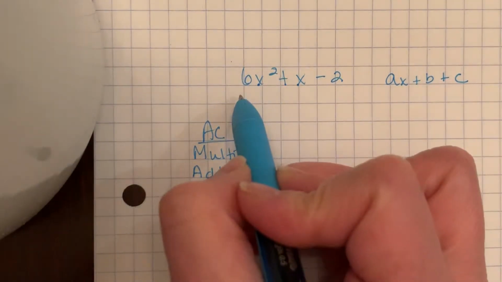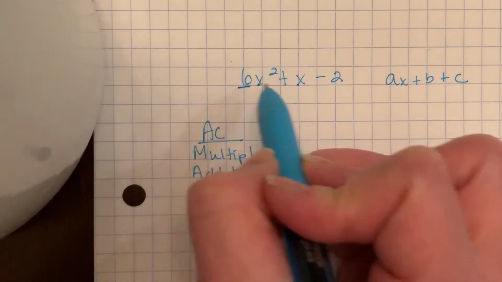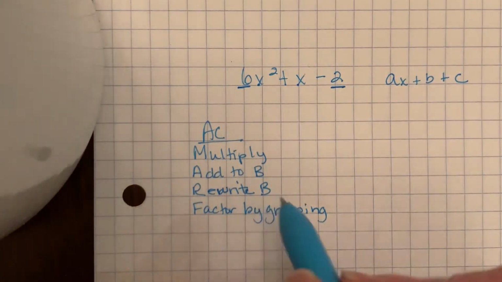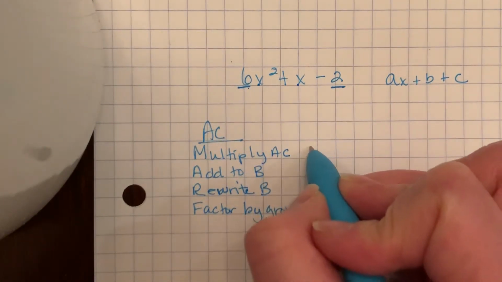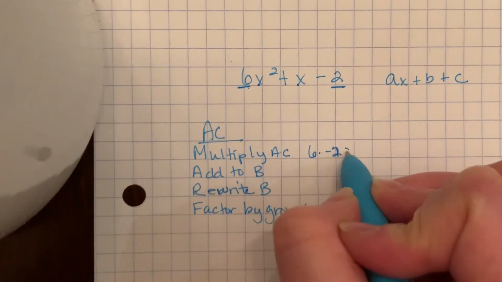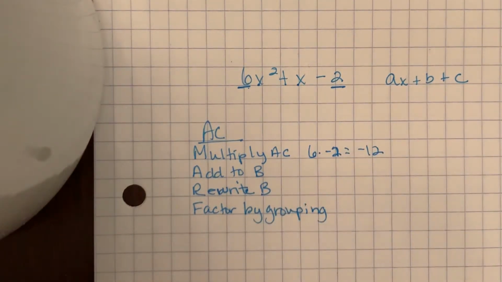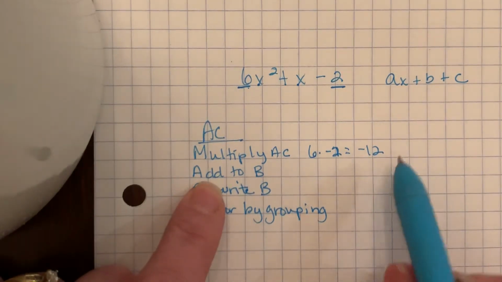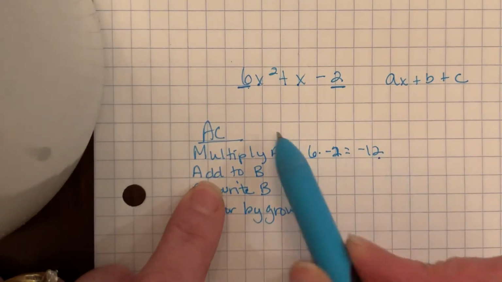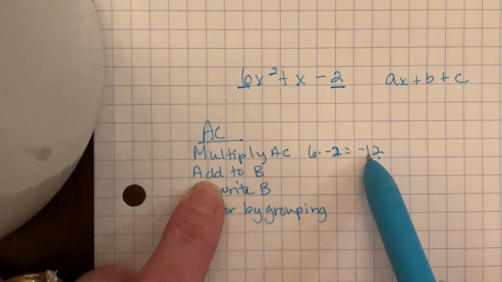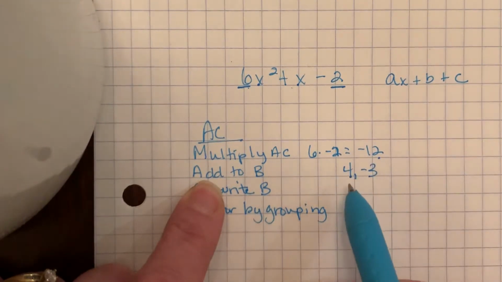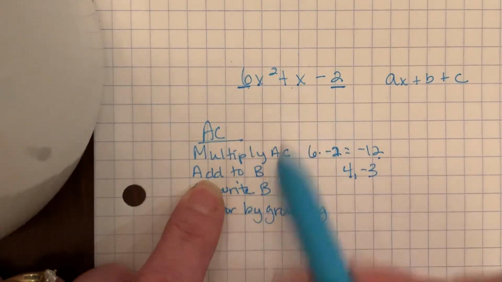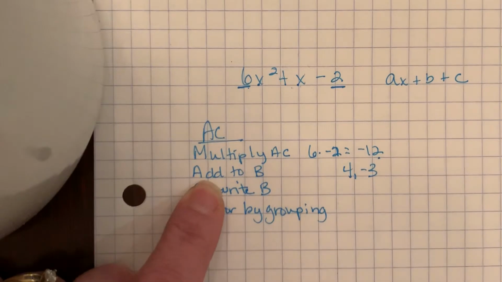So in our trinomial, this is A and this is C. The first thing that we're going to do is we're going to multiply A and C. So 6 times -2, and we're going to get -12 for our answer. And so we're going to add two factors of -12 that add up to equal 1. And of course, that's going to be 4 and -3. And our 4 is positive and our 3 is negative because we're adding them up to equal 1. So our larger one has to be positive.